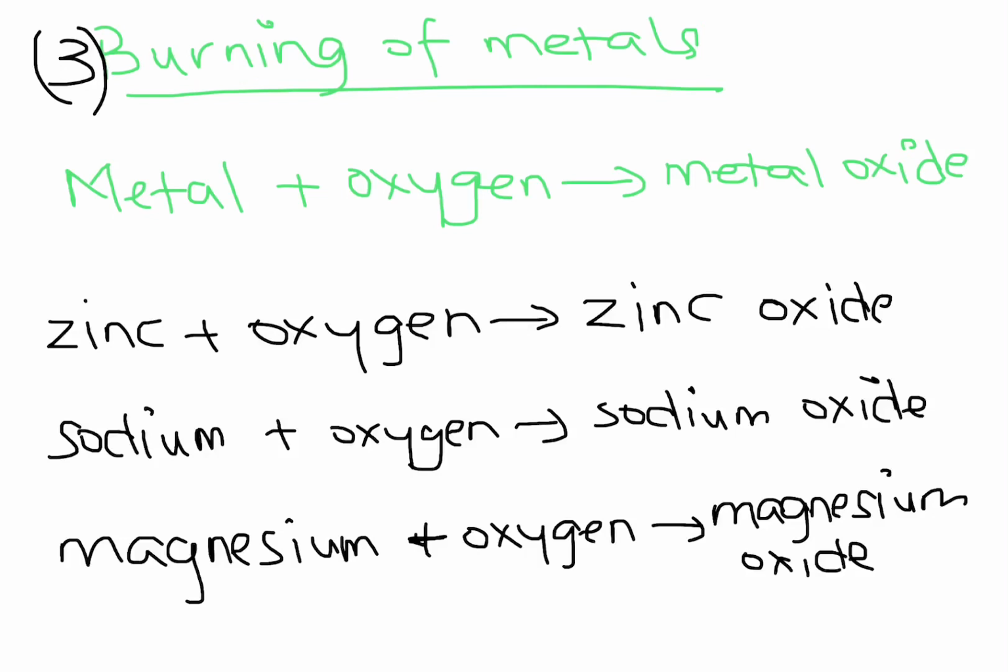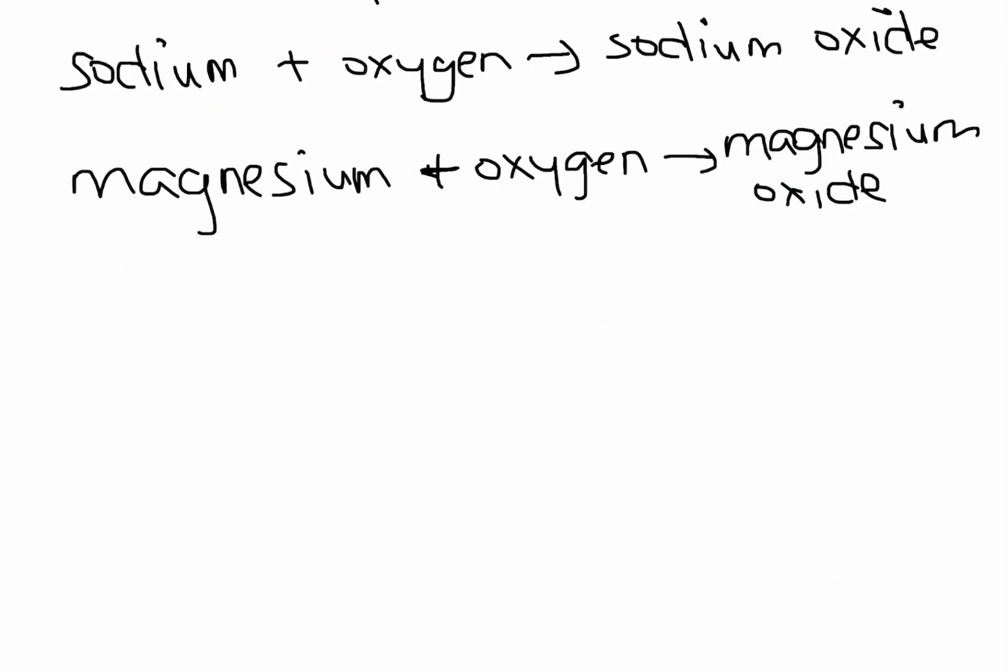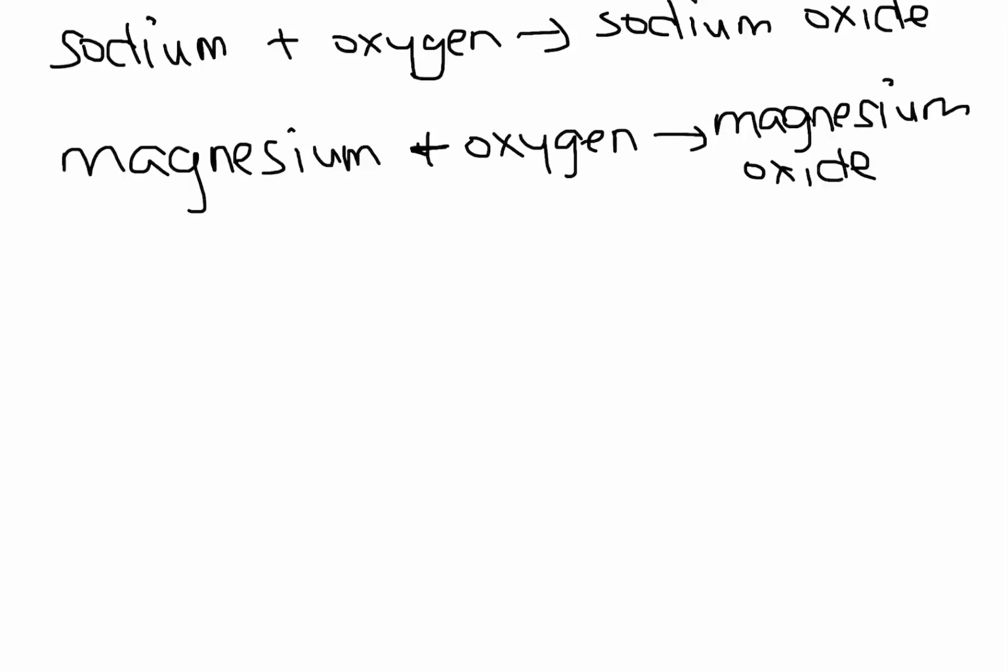So zinc plus oxygen will give you zinc oxide. So this is just like replacing, the product is just going to be the metal and the name oxide together. Sodium plus oxygen, sodium oxide. Magnesium plus oxygen gives you magnesium oxide. Now, let's see the burning of magnesium. It's a very interesting reaction.